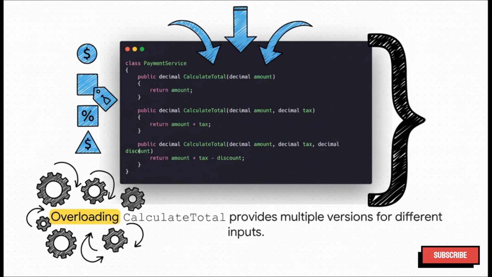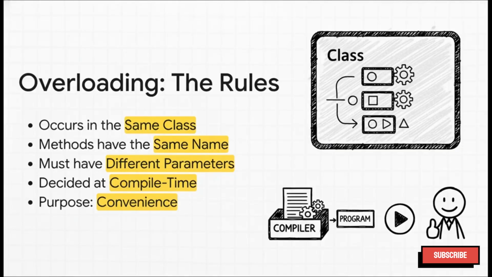It's beautiful. Check out this payment service class. We have three methods, all with the exact same name: calculate total. So how does C# not get confused? Well, it looks at the parameters, the method's signature. One version takes just the amount. The next one takes the amount and the tax. The third takes all three: amount, tax, and discount. C# is smart enough to see which one you're trying to call based on the data you give it. It's just really convenient.